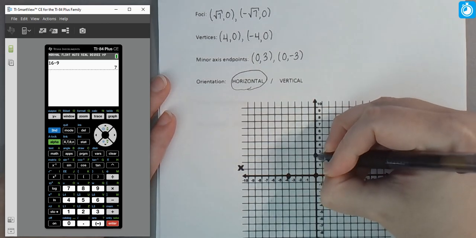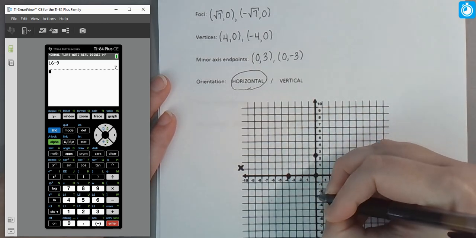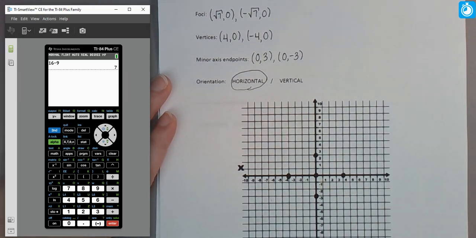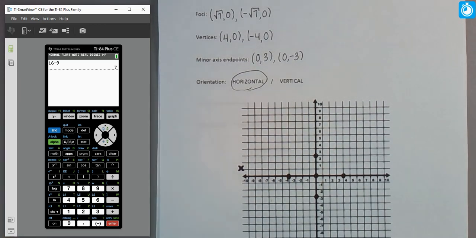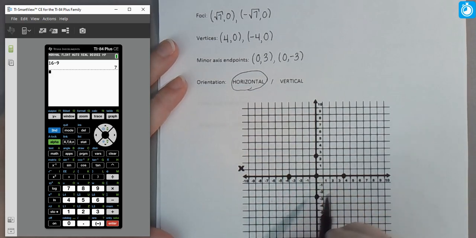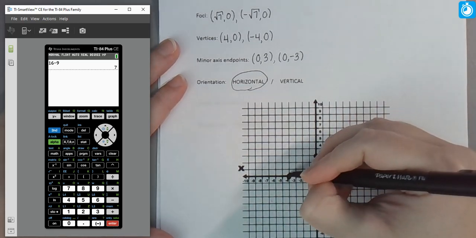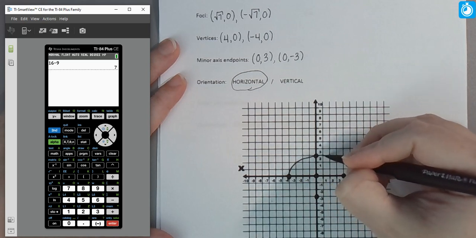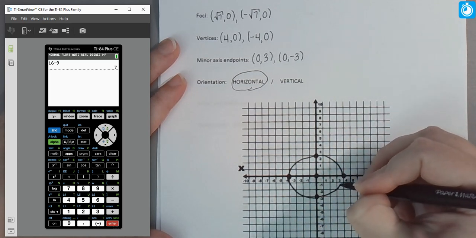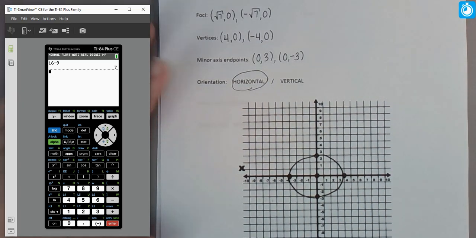So (0, 3) and then (0, -3). And once we have all those points, we have enough to generate a pretty good graph overall. Now keep in mind, this is almost a football-shaped graph. It's not a circle, but it's also not going to be straight lines connecting all of these points. It's a curve that passes through those particular points, in this case centered at the origin. So that is going to be our ellipse.